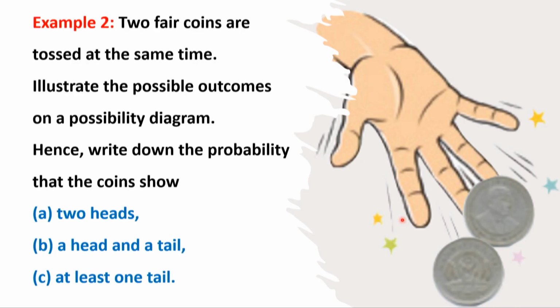Let us have a look at this example. Two fair coins are tossed at the same time. Illustrate the possible outcomes on a possibility diagram. Hence, write down the probability that the coins show part A, 2 heads, part B, a head and a tail, part C, at least 1 tail.